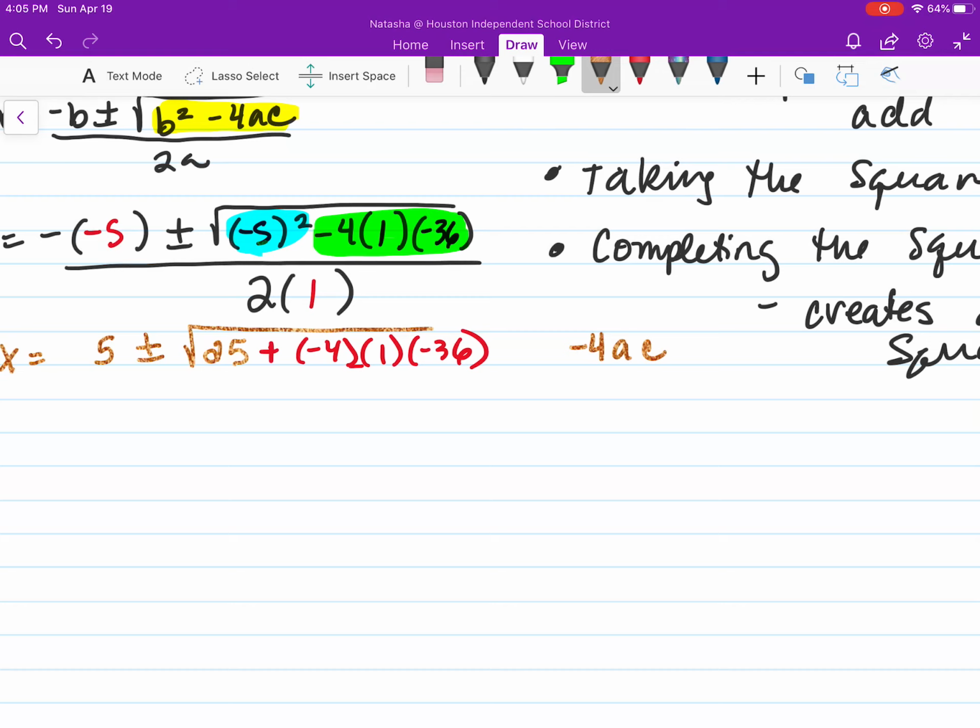That's like saying a times b times c. Or, I mean, think about what it says. It says negative 4ac. That's negative 4 times a times c. So I want to make sure and get rid of, that's negative 4 times negative 36. So a negative times a negative is going to be a positive.